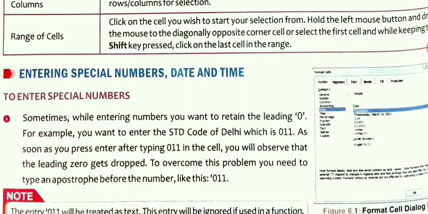And to select range of cells, click on the cell you wish to start your selection from, hold the left mouse button and drag the mouse to the diagonally opposite corner cell, or select the first cell, and while keeping the shift key pressed, click on the last cell in the range. So your range will be selected.